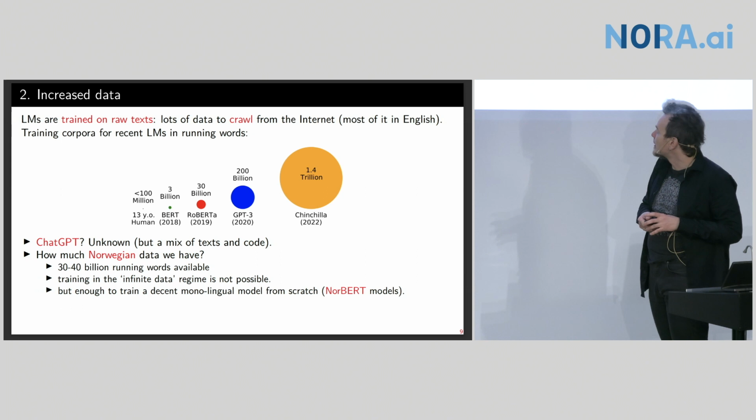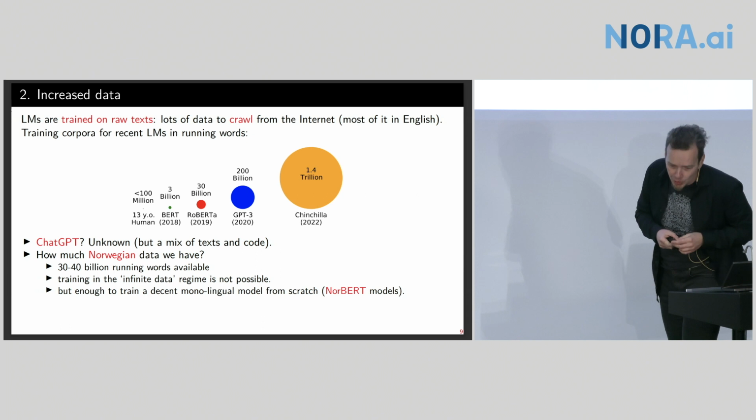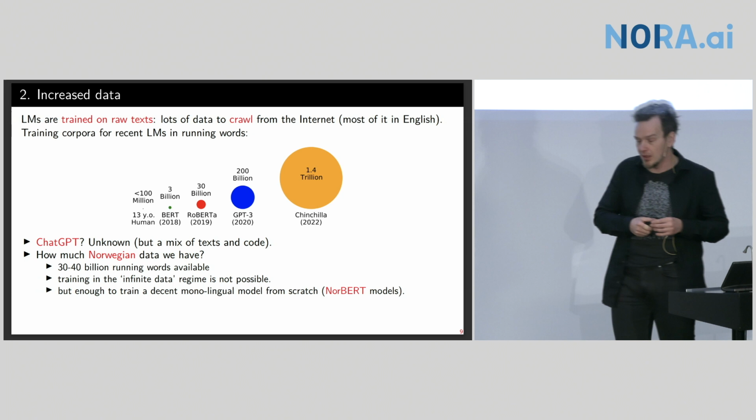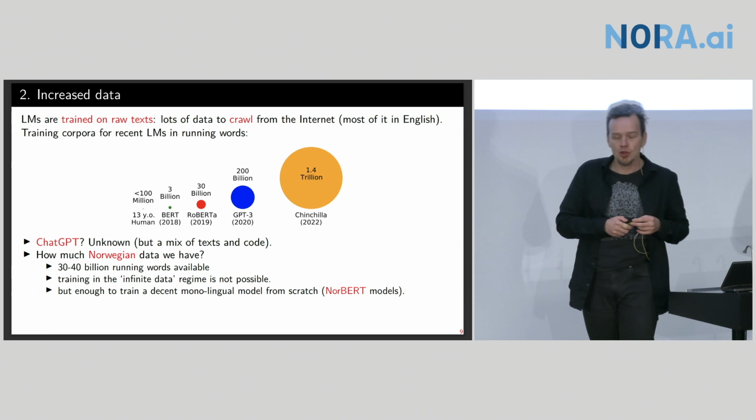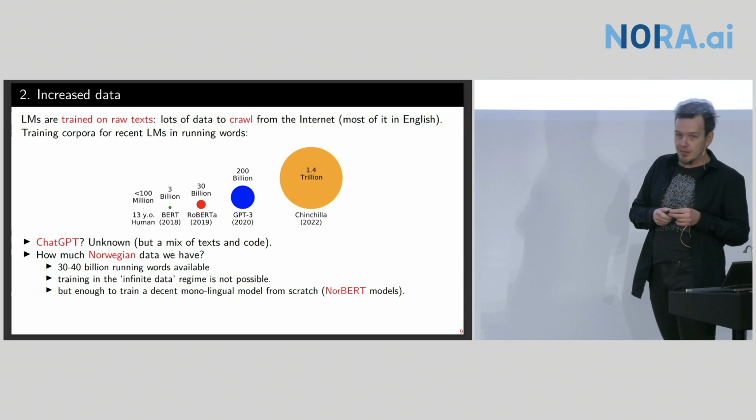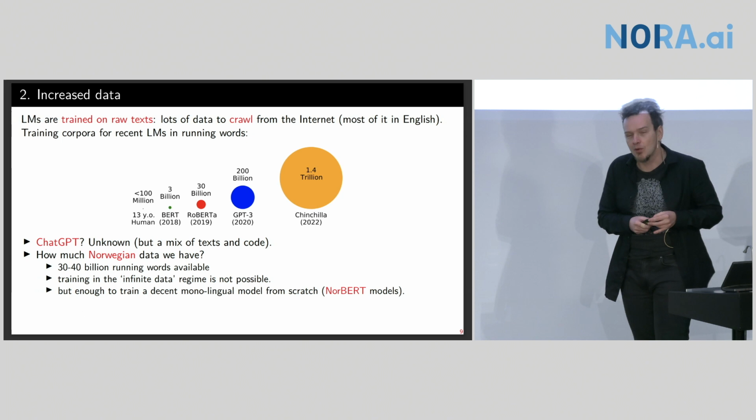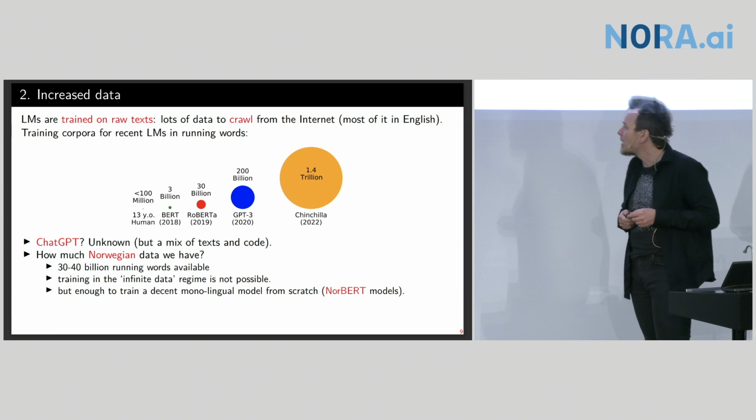The order of the size of Norwegian data, which means that unfortunately we cannot train in the so-called infinite data regime when we are just compute bound. So we cannot do the same thing that people have done for English or for multilingual models. But 30 or 40 billion running words is still not bad. So I would say that Norwegian is quite lucky in that respect, and quite rich, well, a mid-resource language, let's put it like this. So it's still enough to train a decent monolingual language model from scratch.